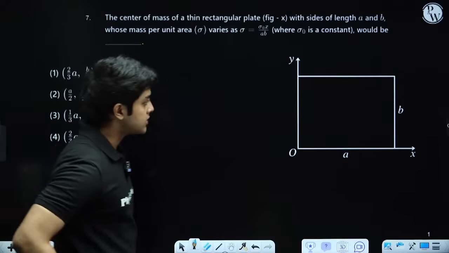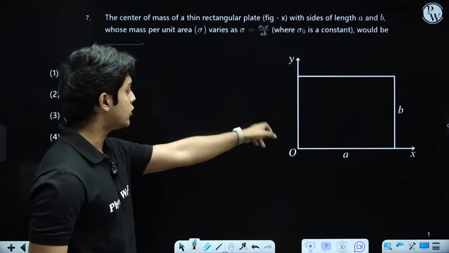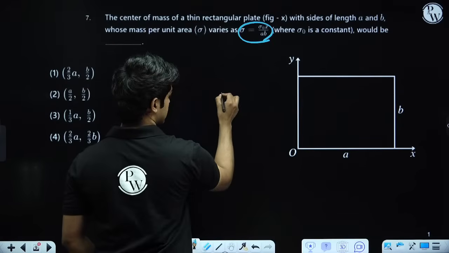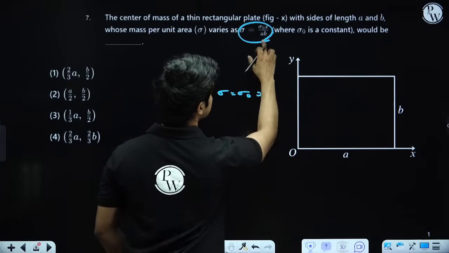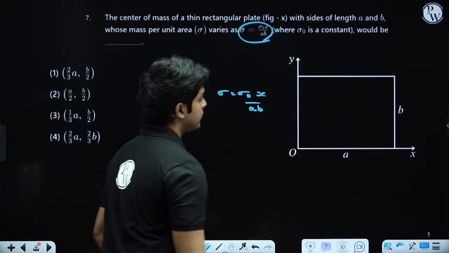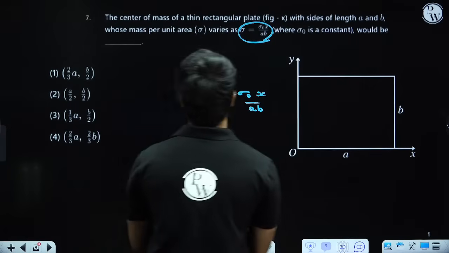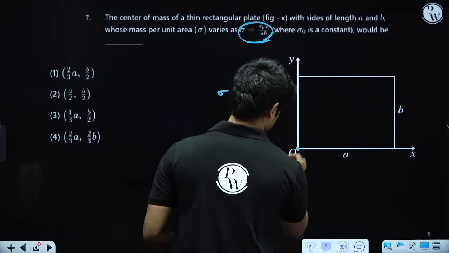Okay, so this is a center of mass problem. We have to find the center of mass of this rectangular sheet. Sigma is given, so it's a function of x. Sigma is sigma naught x divided by AB. So in this rectangle, the base length is A, the height is B. We have to find the center of mass coordinates, okay, with respect to this origin.